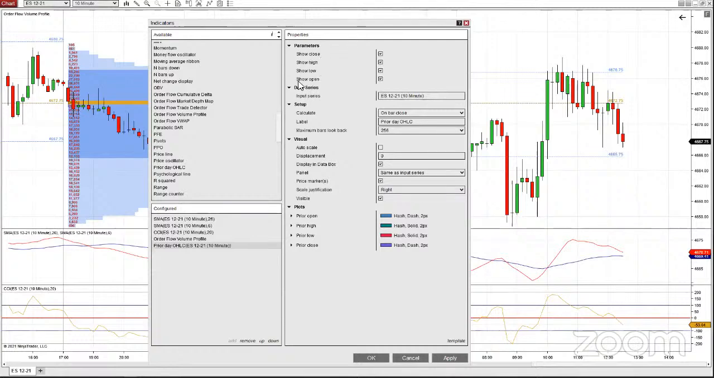And I'm not so much interested in the open yesterday, but I am interested in the close, the high, and the low. This is yesterday's data, so it doesn't matter if you change it on bar to close or not, because it's already done. This data is in the books.